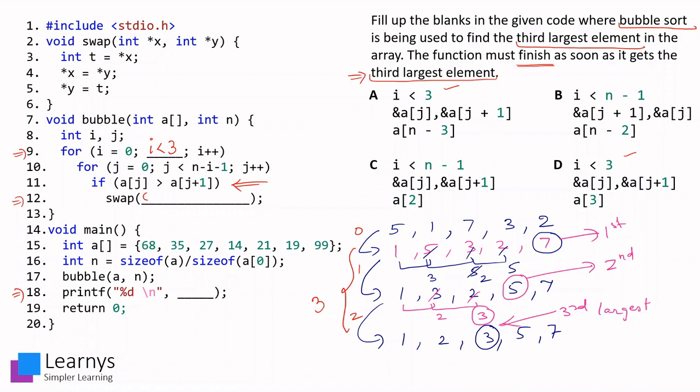So here I can say &a of j, because I am passing the address, because here they are pointer variables. So ampersand a of j plus 1. So this is my second blank.